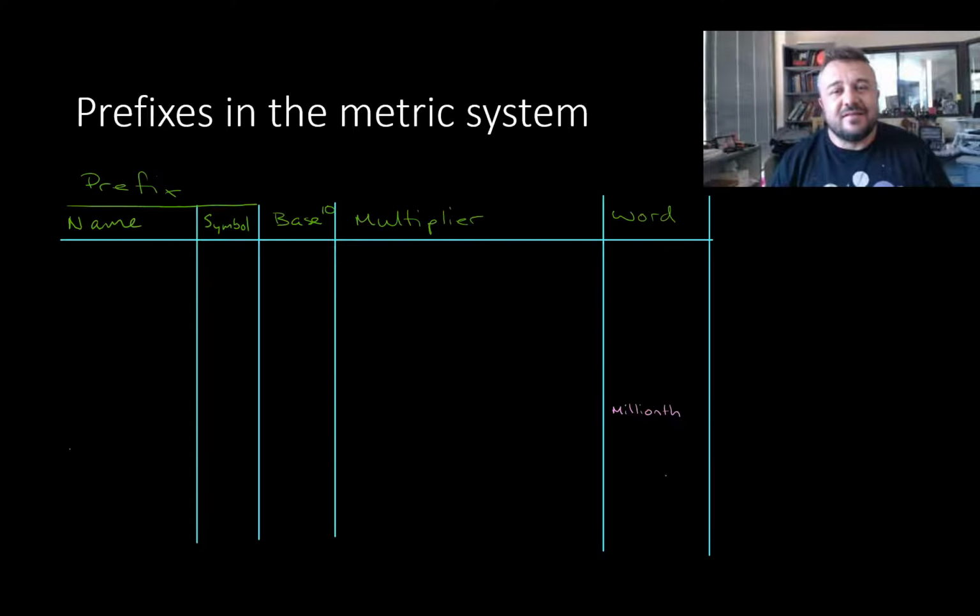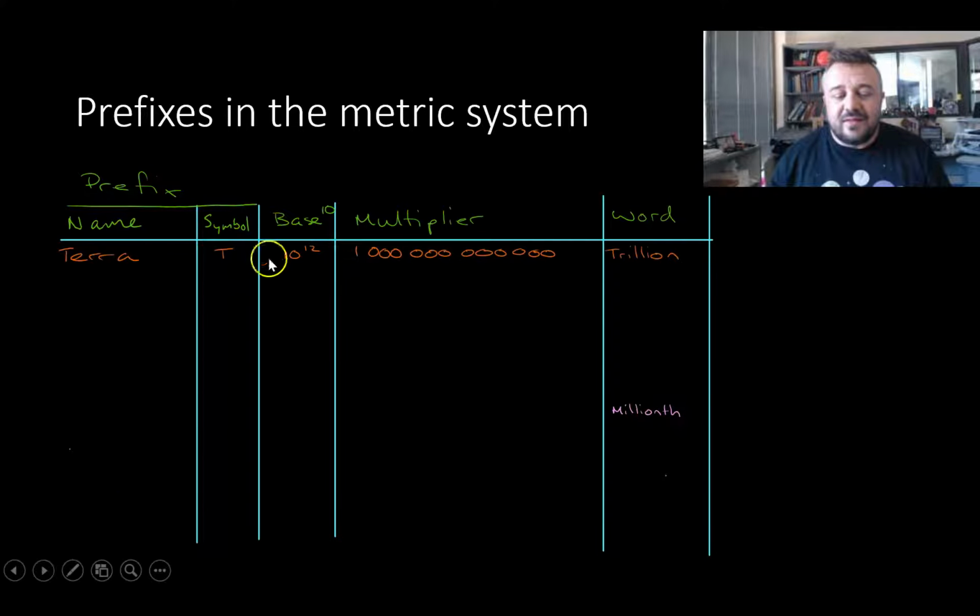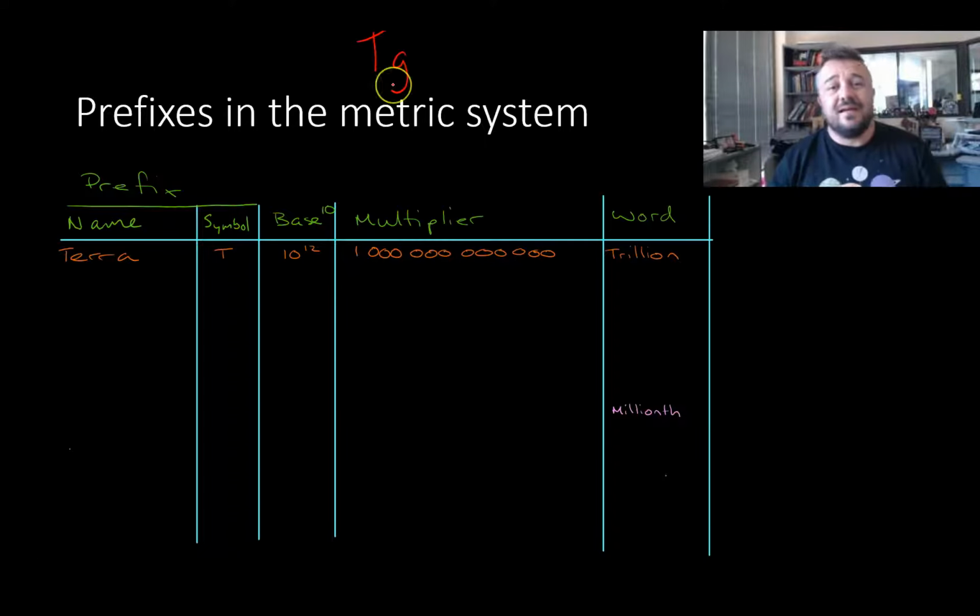So, prefixes in the metric system. Basically, on this table here, we'll start with tera. The name is tera. It has a symbol T, which means if we have a teragram, it is a big T, little g. Now, tera has a base 10 unit of 10 to the power of 12, which means it's 1 with 12 zeros off it. So that's our multiplier. So for something that's a teragram, it is 1 gram times that number. And the word for this is trillion.